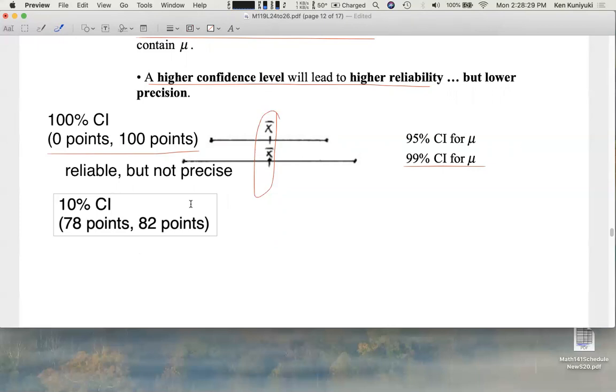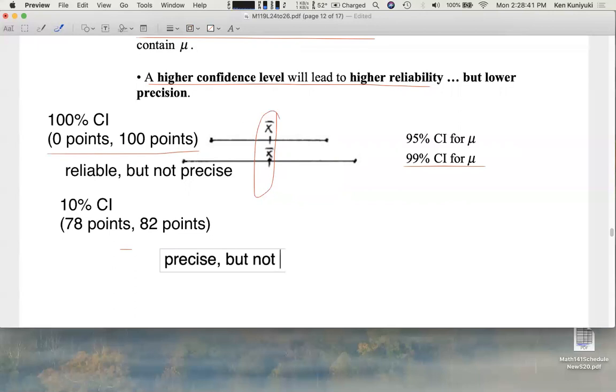So here, I'm being very precise. I'm giving you a very thin swath of numbers, a very thin swath of scores, so it's very precise, right? I'm being very precise here, but it's not very reliable. There's only a 10% chance that you're in here based on appropriate methods, whatever that means. So there's a trade-off between reliability and precision.